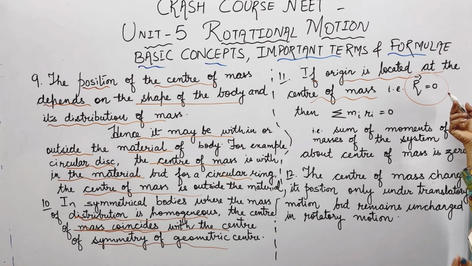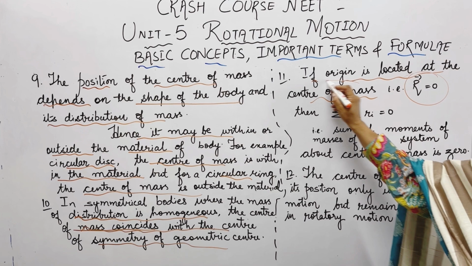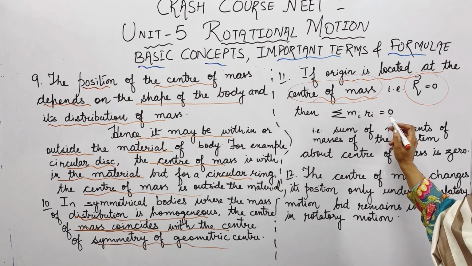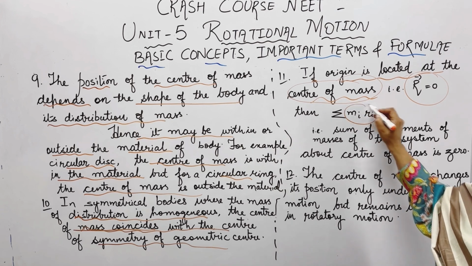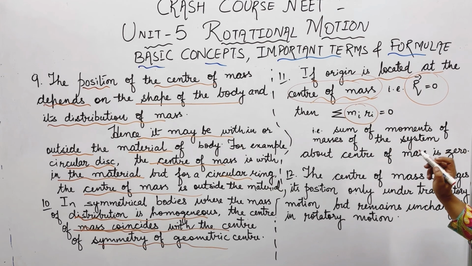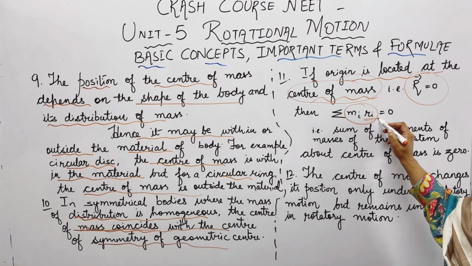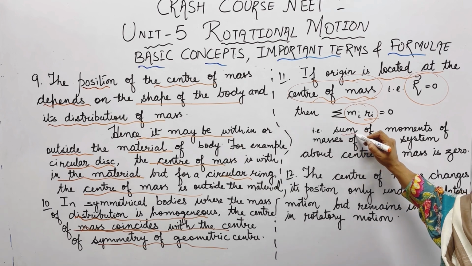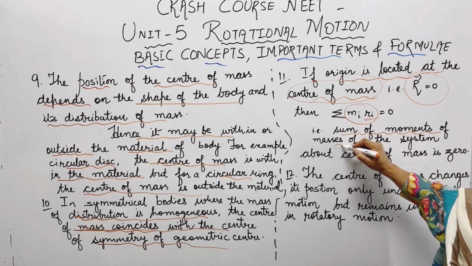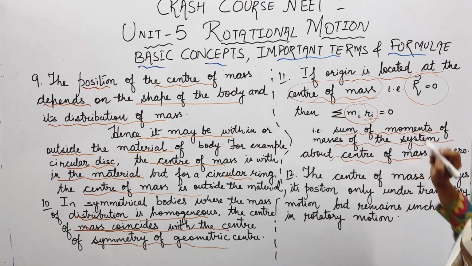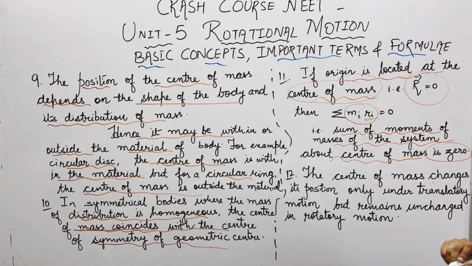If origin is located at the center of mass, that is r is 0, in that case the position vector itself is lying at the center, and this is for the whole of the system. Then the summation mi ri, this mi is the product of the individual masses and the distance from the origin, telling about the position vectors. Because this thing is 0, so this product will also be 0. This is called the sum of moments of the masses of the system about the center of mass, Σmiri, and this will also be 0.